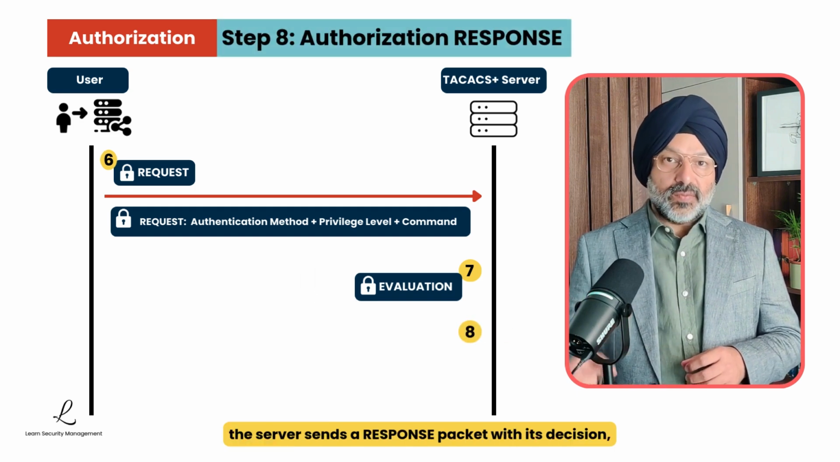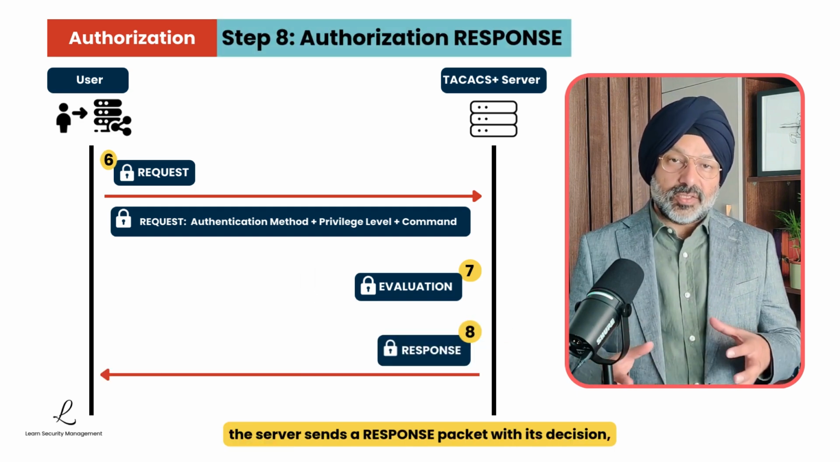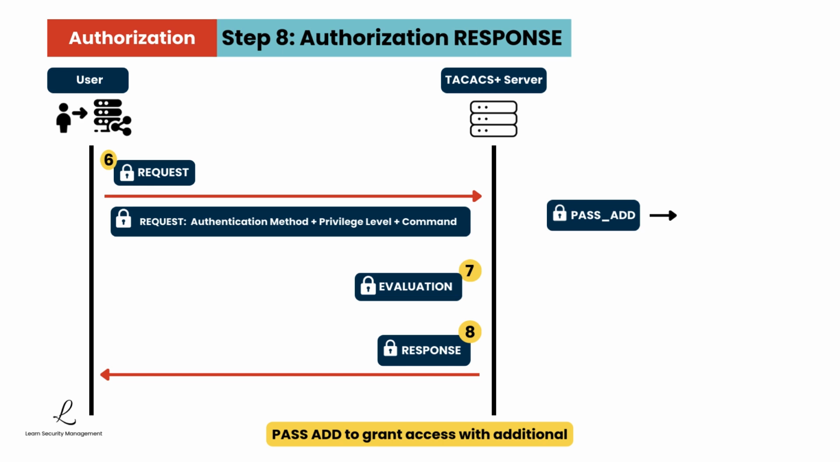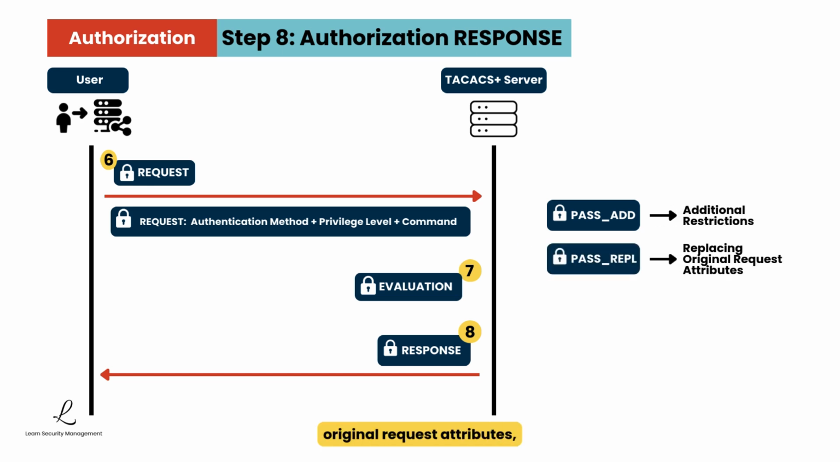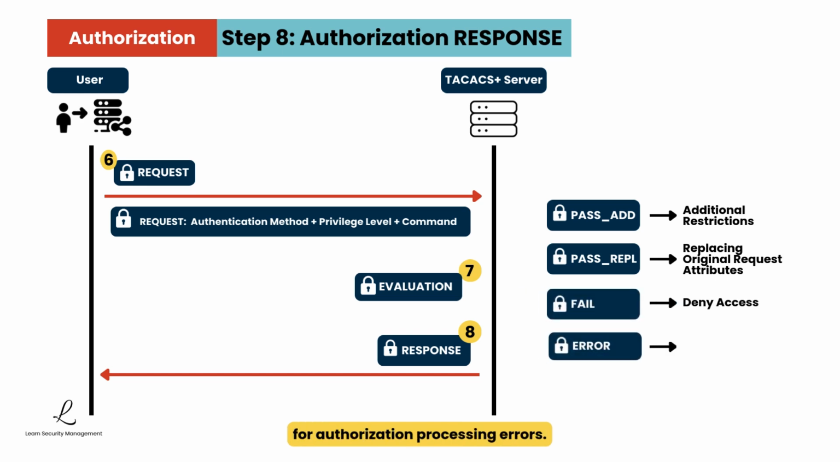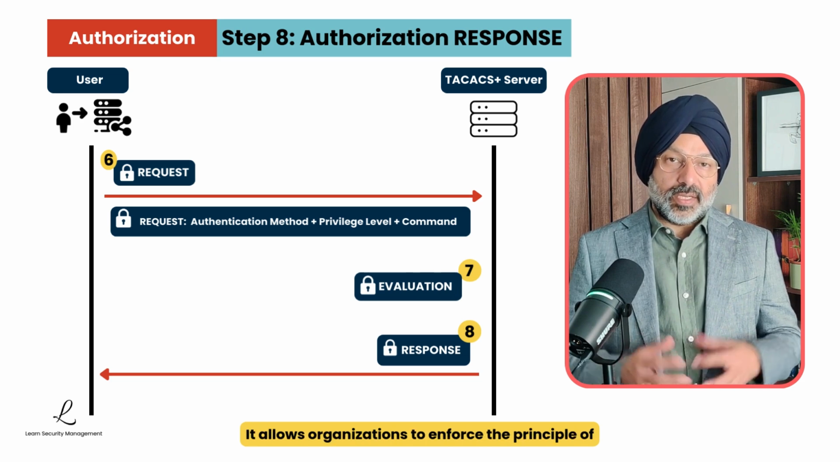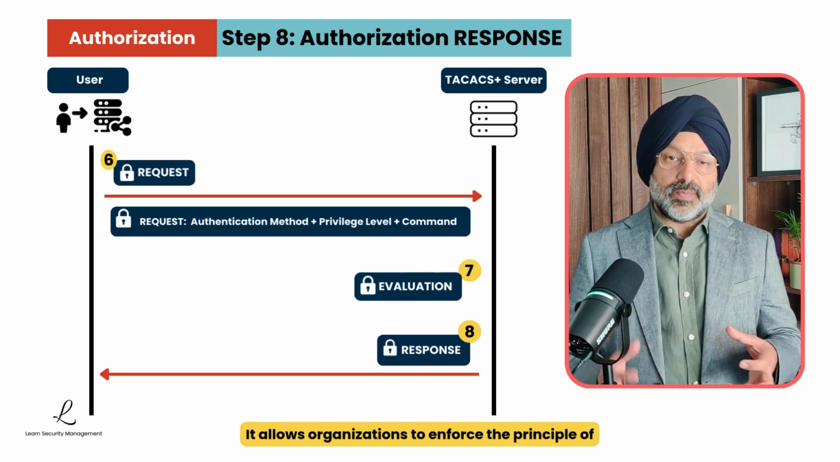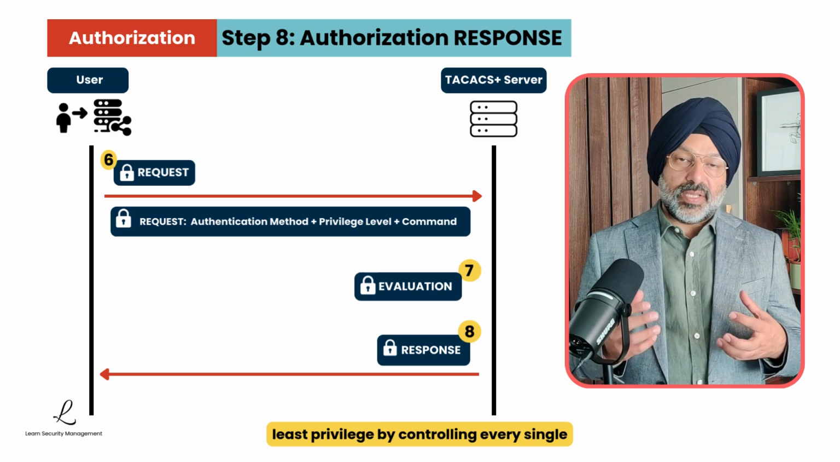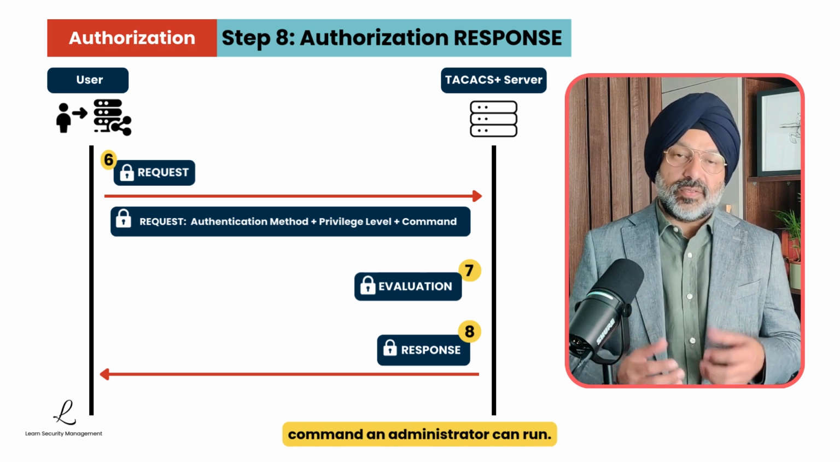In step 8, the server sends a response packet with its decision: pass add to grant access with additional restrictions, pass replace to grant access with replacing original request attributes, fail to deny access, or error for authorization processing errors. The response includes specific commands the administrators can execute and any restrictions. This level of detail is incredibly powerful. It allows organizations to enforce the principle of least privilege by controlling every single command an administrator can run.